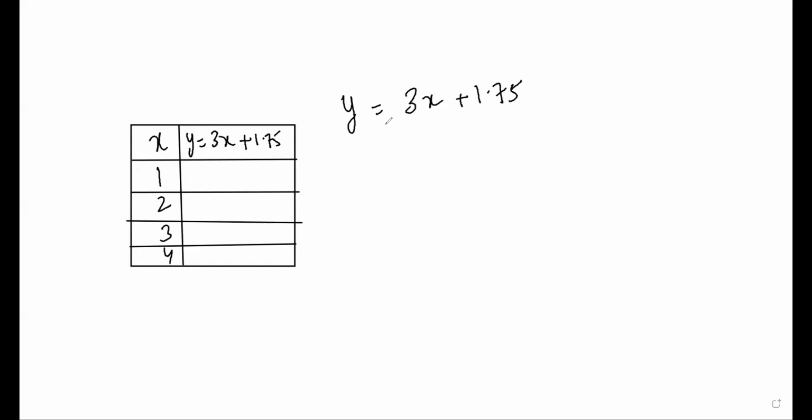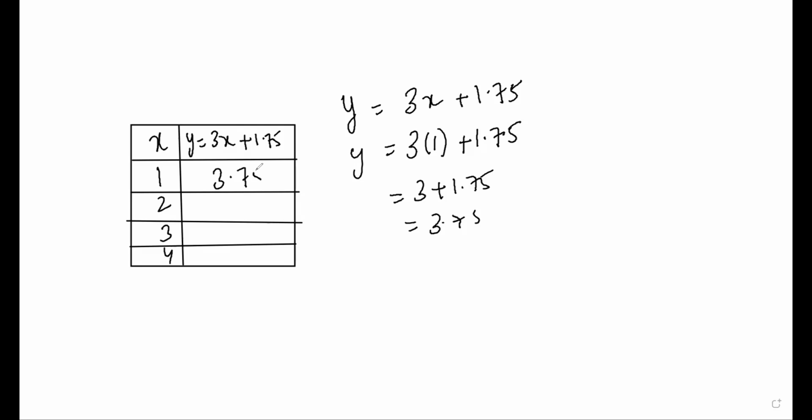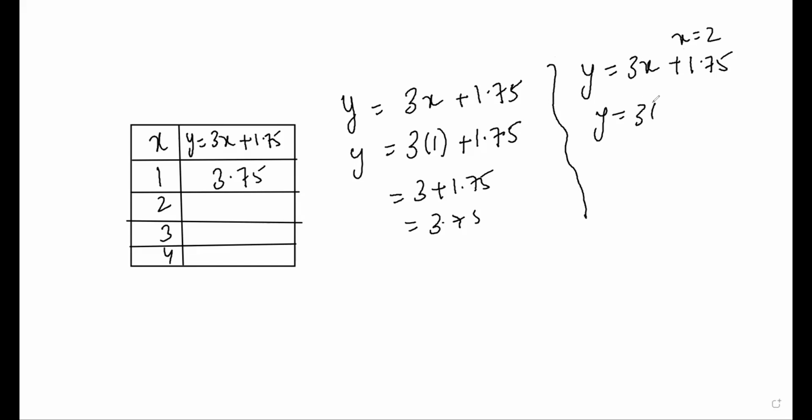Let me check first with 1. Instead of x, I put 1. 3 times 1 is 3, plus 1.75, that will give me 3.75. I write here 3.75. Now second, y equals 3x plus 1.75. Here I'll put x equals 2. I get 6 plus 1.75, that is 7.75.